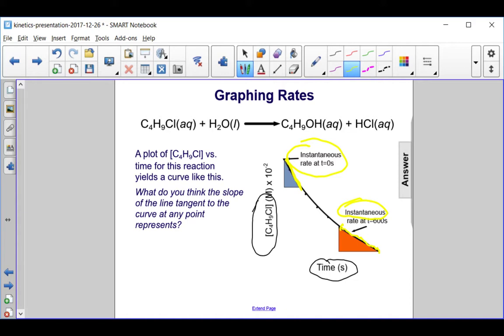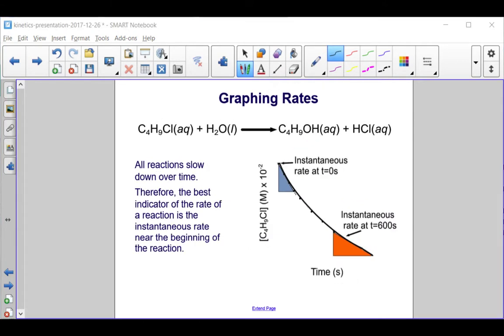So we can find the instantaneous rate of the reaction at any point in time by just drawing a line that's tangent to the curve. Just as we see with this curve, do you see the rate here decreases over time? All reactions slow down over time. Therefore, the best indicator of the rate of a reaction is the instantaneous rate near the beginning of the reaction.